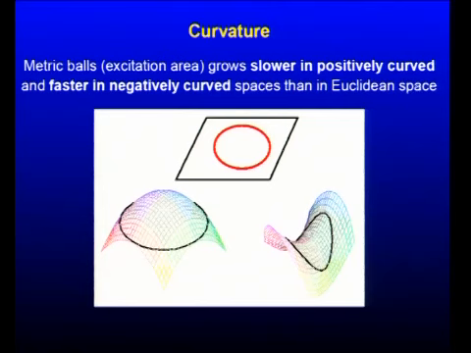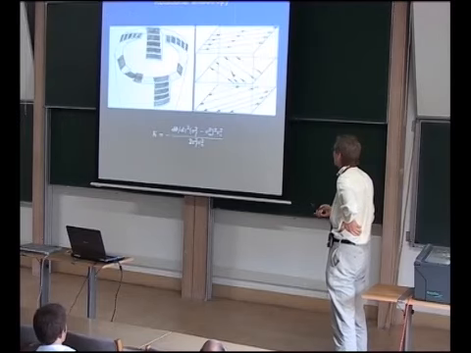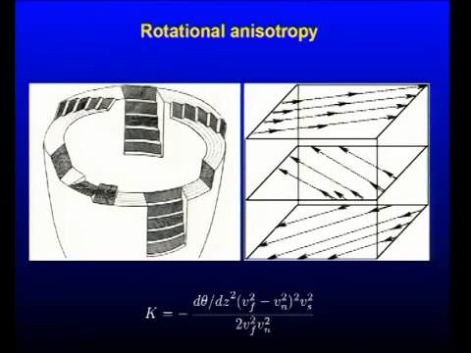Another property is the following. If you just take a circle and look at the area which is inside this circle, then when you take a circle of the same radius in negatively curved space, the area will be larger than that on a plane. And in positively curved space, it will be smaller. What do we have in reality?